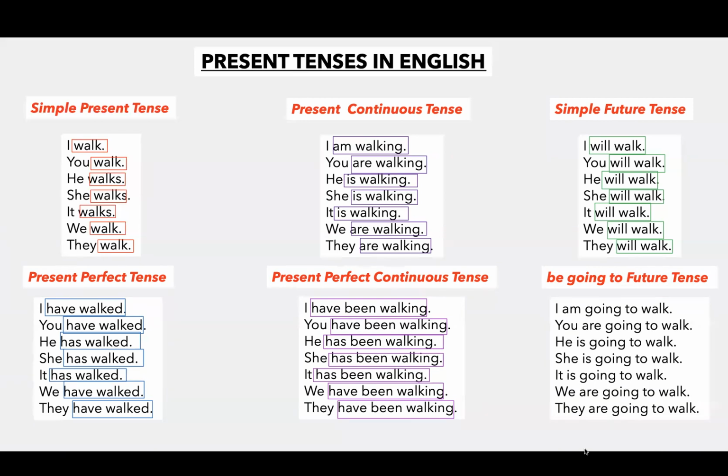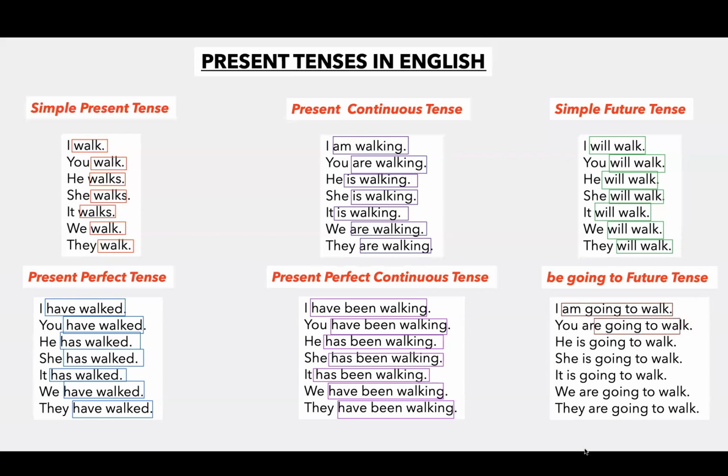So please remember it. I know it sounds confusing, but you should note that this going to does not mean that action going somewhere, or the opposite of come. No. This is just a grammar structure. So let's check it. I am going to walk. And after be going to, we use verb 1 only.